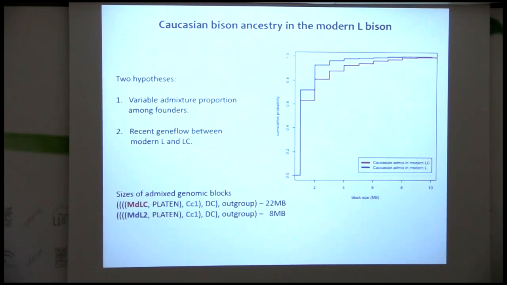In the case of recent gene flow between modern lowland and lowland Caucasian bison, we expected that the sizes of putatively admixed genomic blocks in both lines should be similar. However, we found that plenty of these genomic blocks were considerably smaller in modern lowland bison than in modern lowland Caucasian bison. The largest block size detected in modern lowland Caucasian bison was 22 megabase, while in modern lowland bison it was 8 megabase. And this result supports the first hypothesis.